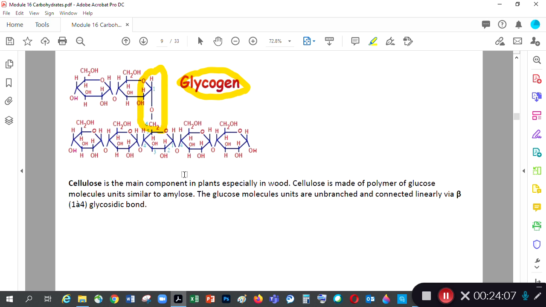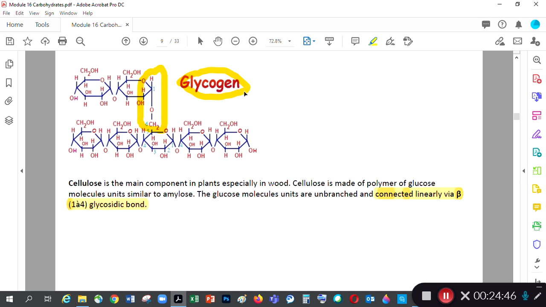Now cellulose, the last one. If you look at cellulose, it is very interesting. Cellulose is really made of glucose, but this time it is linearly connected, not through alpha 1,4 but through beta. See here, this is very important. This is hundreds and hundreds of glucose units connected. But what's the connection? The connection is via beta 1,4 glycosidic bond, and this is very, very important.